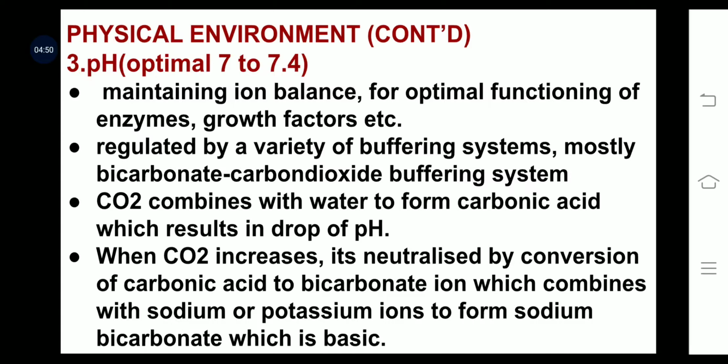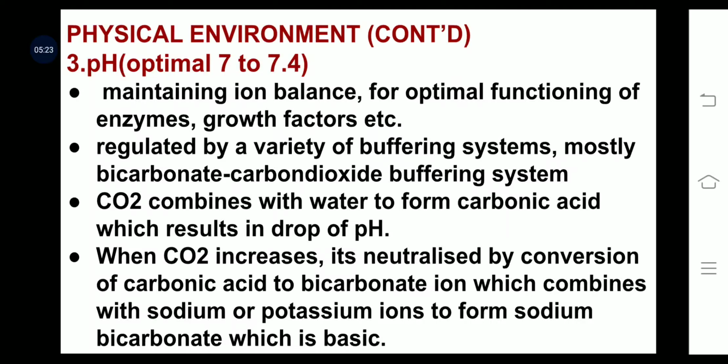Carbon dioxide combines with water to form carbonic acid, which results in the drop of the pH. If the concentration of carbon dioxide is more, concentration of the carbonic acid becomes more, and pH drop becomes much more. So how is it neutralized? It is neutralized by the conversion of carbonic acid to bicarbonate ion. H2CO3 is dissociated to form H+ and HCO3-, that is hydrogen ions and bicarbonate ions.